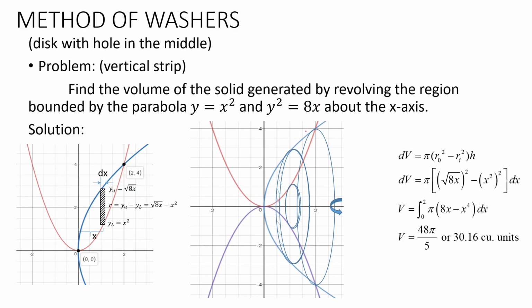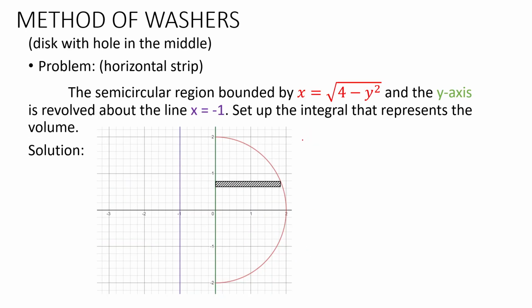Okay, so let's try to solve a problem wherein you're going to rotate it about a certain line. You're going to rotate it about x equals negative 1. This is a vertical line, so we're still going to use the horizontal strip because that is perpendicular to the axis of rotation. So we're going to create this graph. Create first the hole, then create the bigger thing.